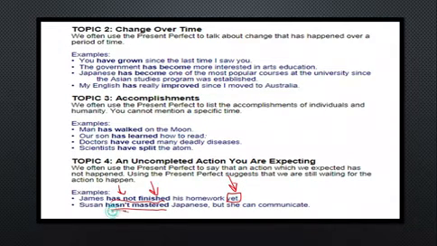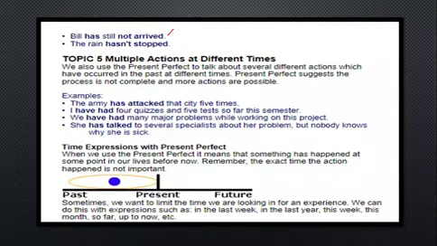Look at this. Has not is contracted. El hasn't está contraído. Es el mismo has not, pero está contraído. Hasn't mastered, but she can communicate, okay? Now, next one. Bill has still not arrived. Bill aún no ha llegado. The rain hasn't stopped. Okay? Bill no ha llegado, Bill aún no ha llegado y la lluvia no ha parado.